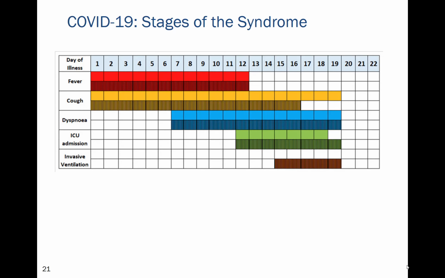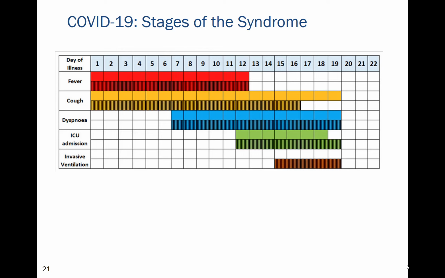So again, here are the stages of the syndrome. Here, day 1 is the day of symptoms. The top panel is patients who live. The hatched below it is those who die. Fever lasts about 12 days, cough about 19 days. As you can see, as we said before, people have symptoms, flu-like illness lasts about 5 to 6 days, and then they develop the pulmonary phase.